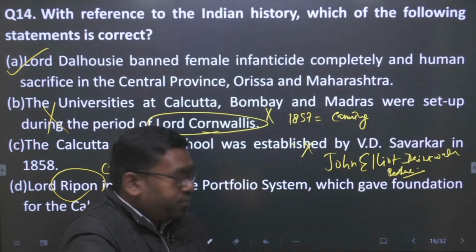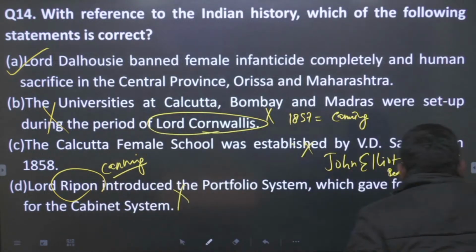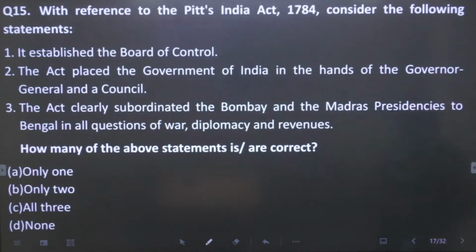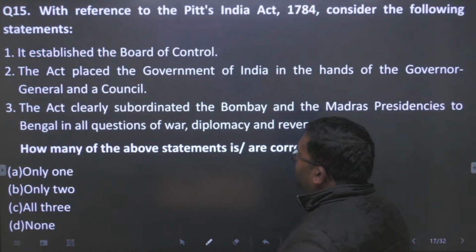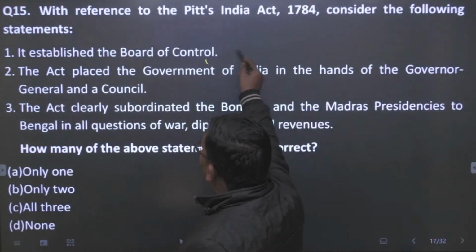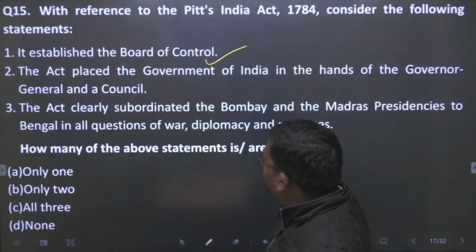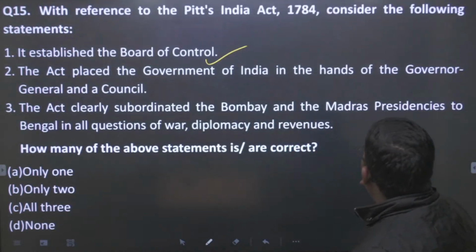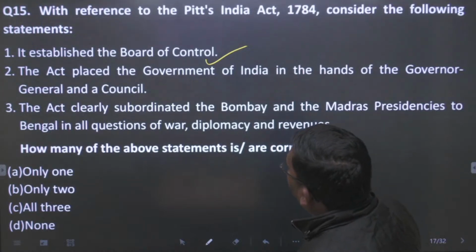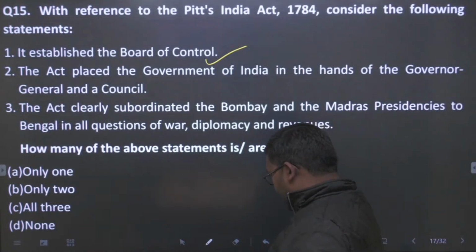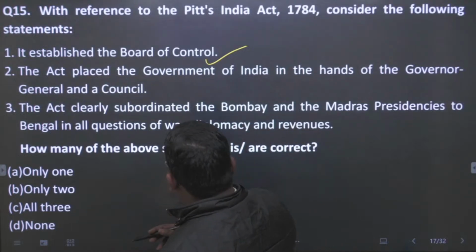Okay, student. So let us discuss the other one, 15. With reference to Pitt's India Act 1784, consider the following statements. It established the Board of Control. It is true. It placed the Governor General of India in the hands of the Governor General and a Council. So this statement will also be true.